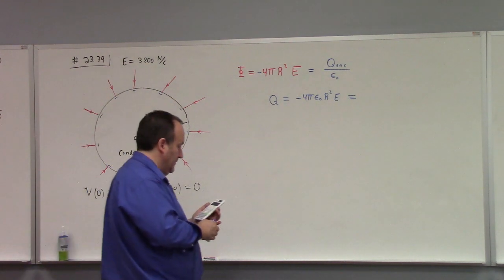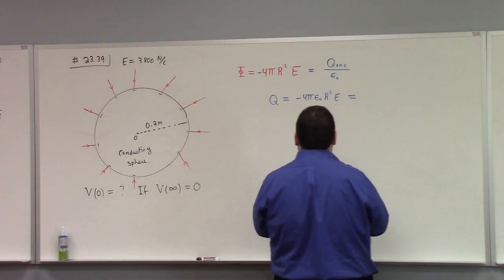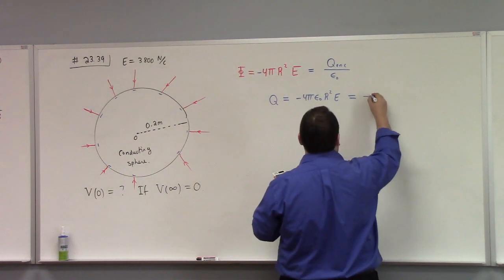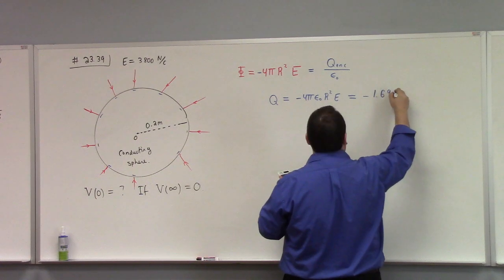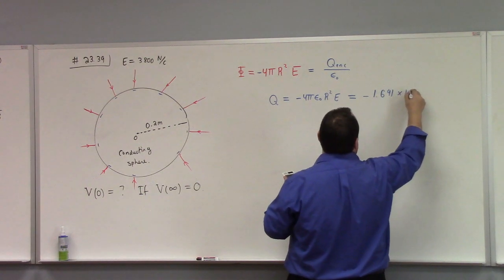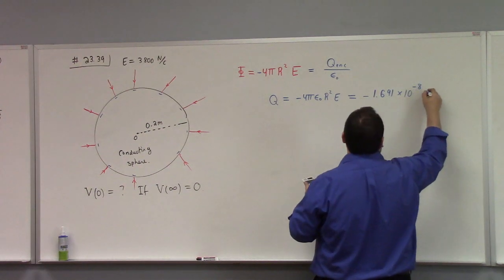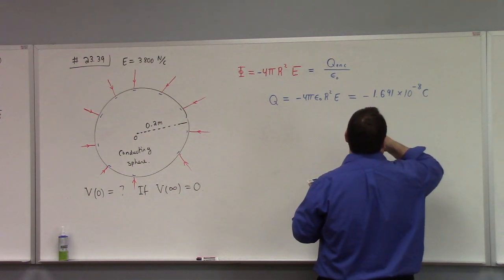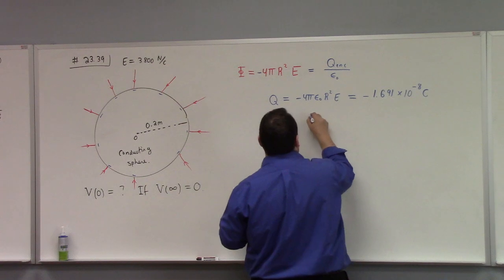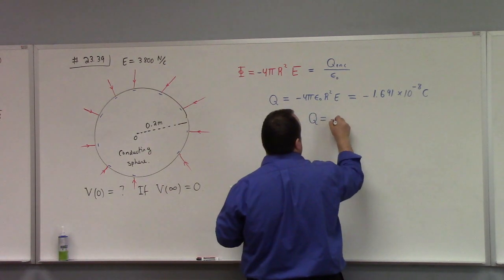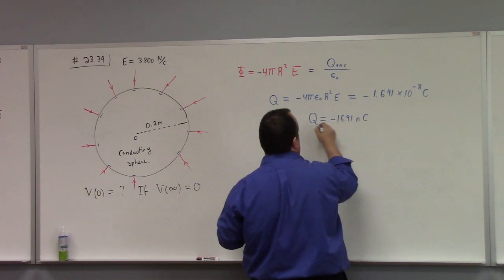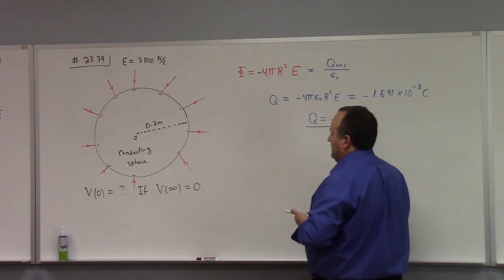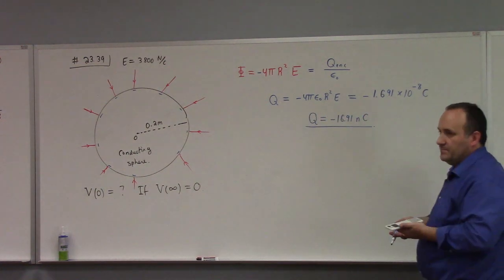I get, that seems kind of puny, but minus 1.691 times 10 to the minus 8 coulombs. So that we could also write as Q equals minus 16.91 nanocoulombs. So that's apparently the charge that's on the surface of the sphere.